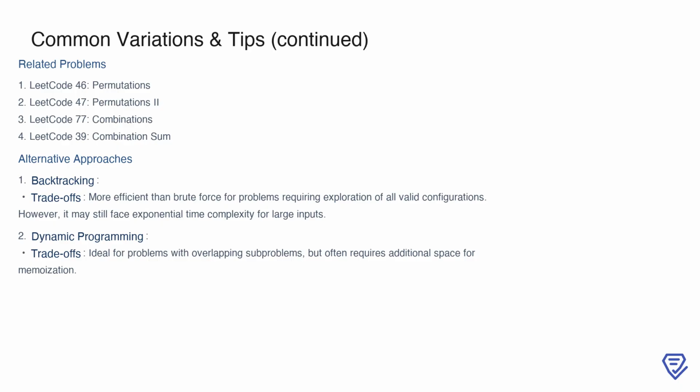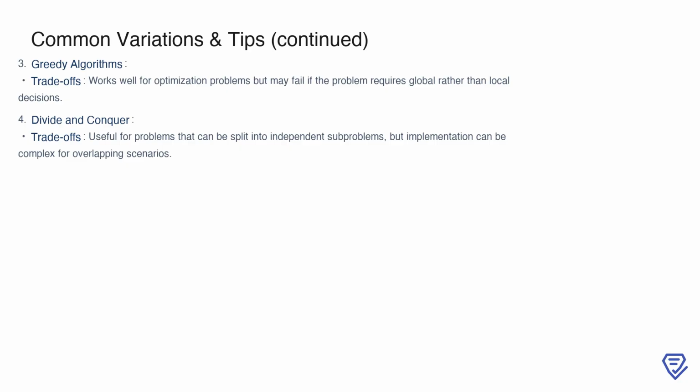Another approach is dynamic programming, which is well suited for problems with overlapping subproblems. By using techniques like memoization, dynamic programming can significantly improve efficiency, though it often requires additional space to store intermediate results. Greedy algorithms are another approach to consider. These are particularly useful for optimization problems where you can make a series of local decisions to achieve a global optimum. However, greedy methods may fail for problems that require global decision-making rather than relying solely on local choices.